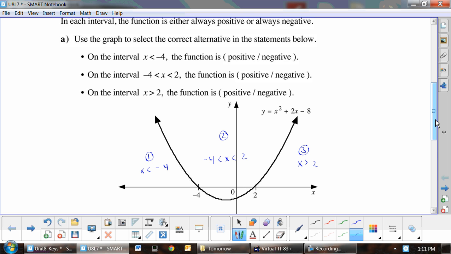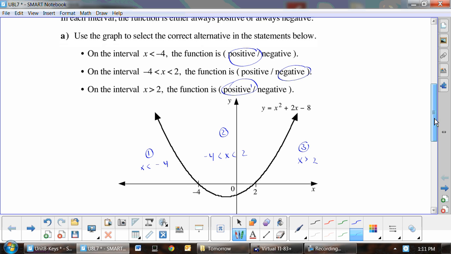Okay? Then we can look at this and say, when x is less than -4, the function is positive, and the middle one, when it's between -4 and 2, it's negative, and when x is greater than 2, it's positive.